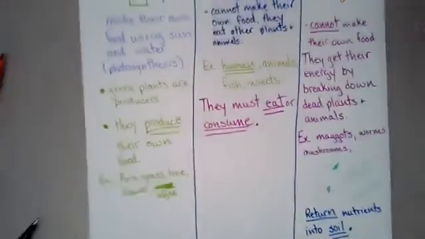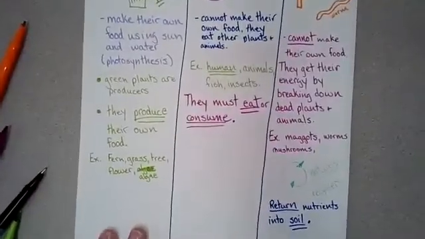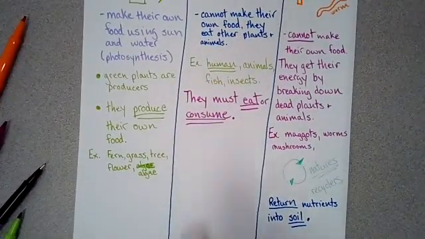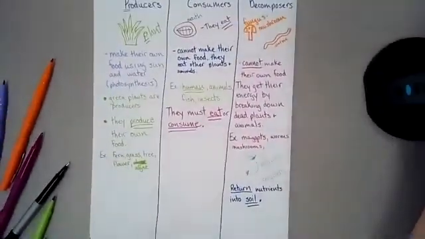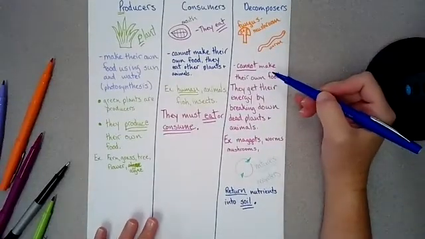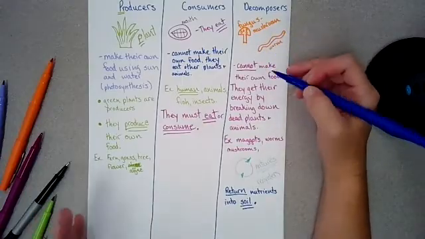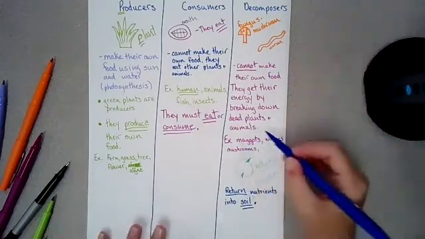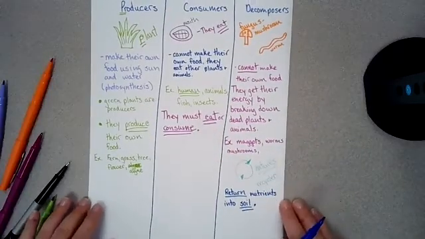And that is the main differences between producers, consumers, and decomposers. Producers are plants, always. Consumers must eat, and decomposers, not plants, they cannot make their own food. They break down things that are dead plants, dead animals, okay? And they are nature's recyclers, and they return the nutrients back into the soil.